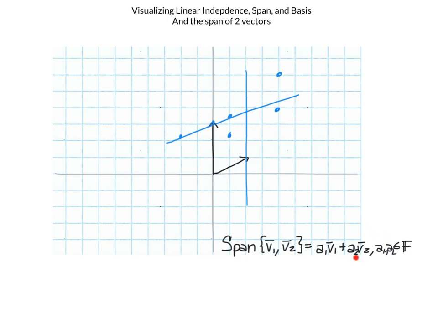So with all possible scalars here, all possible negative and positive, as well as fractions and whole numbers, you're going to get the entire plane. So the span of two vectors will be a plane.